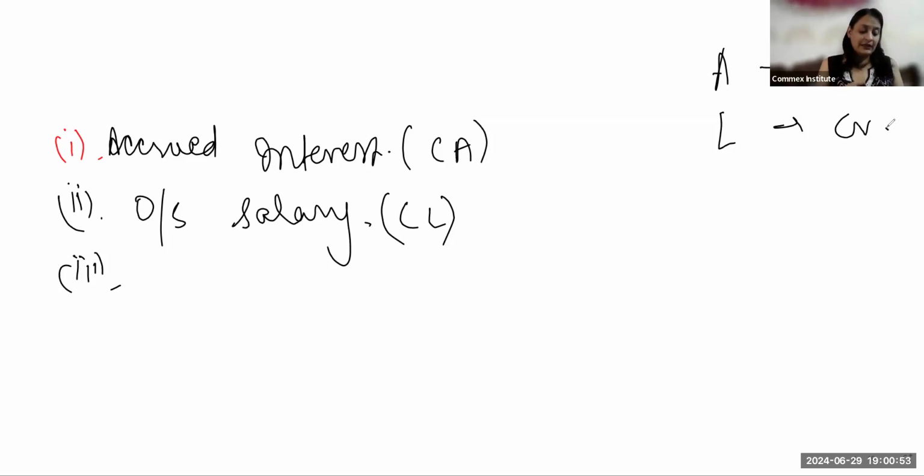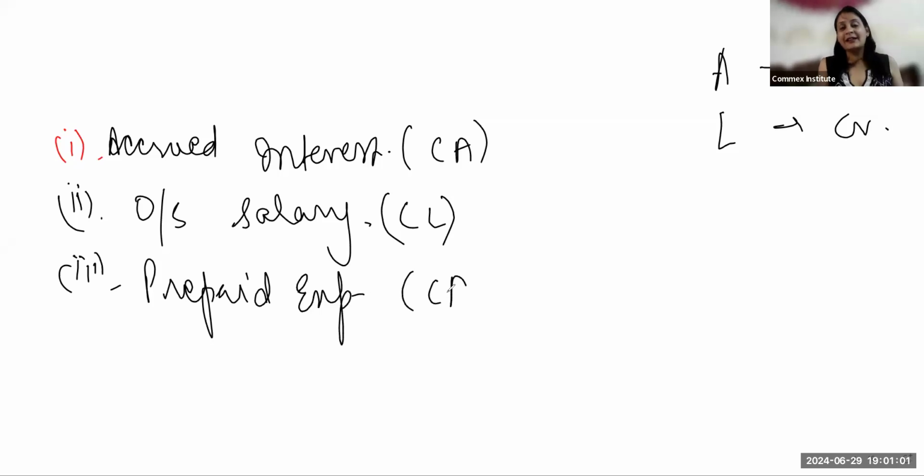Out of the rent paid this year, 5,000 is for the next year. So this is my prepaid expense. Prepaid expense is a current asset. So the entry would be prepaid rent account debit to rent.